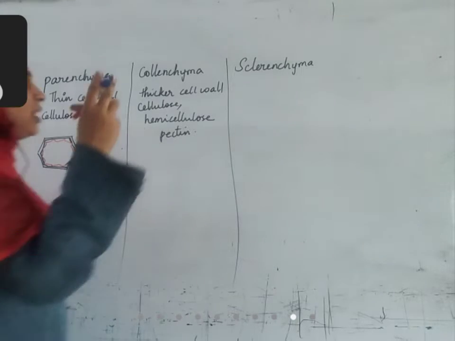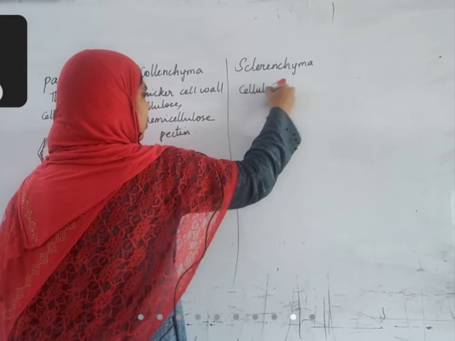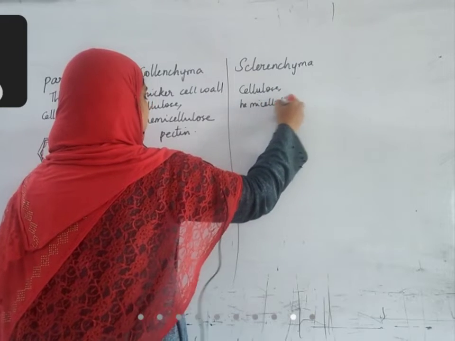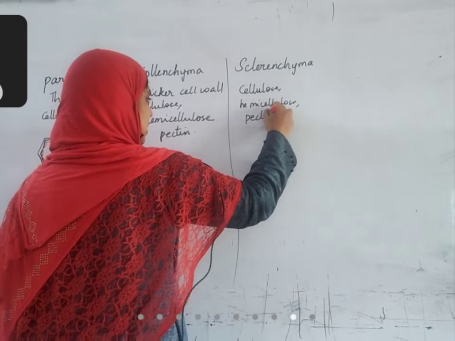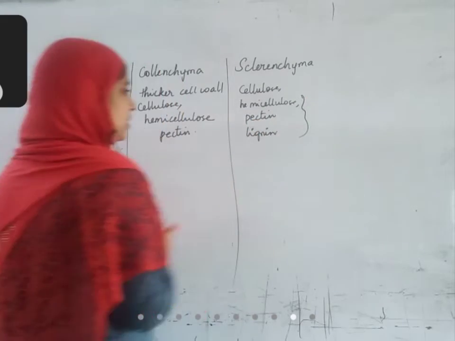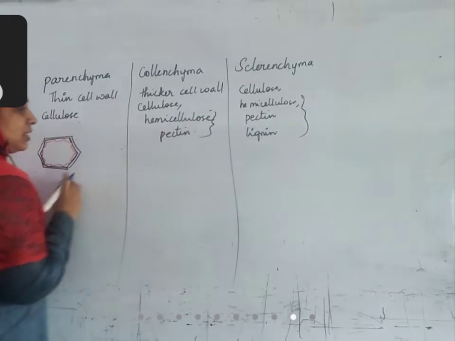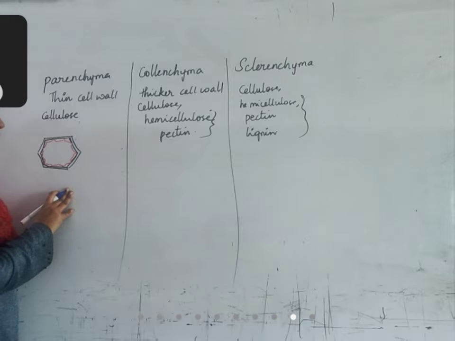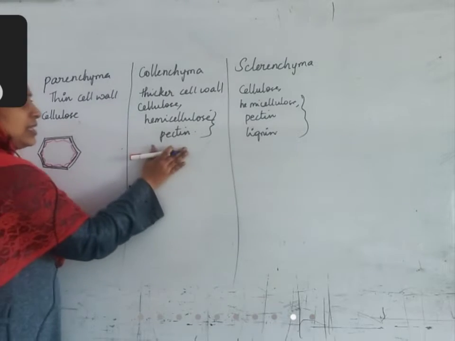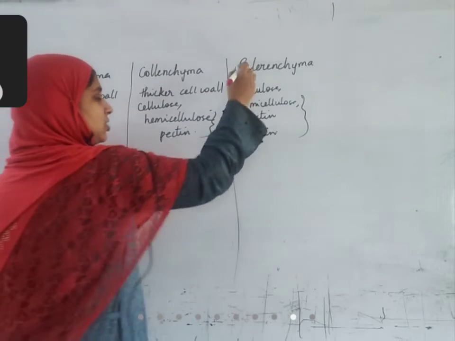In case of sclerenchyma, cellulose is present in the primary cell wall, hemicellulose is also present, pectin is also present, lignin is also present. These are present in the secondary cell wall. Okay, in case of collenchyma, hemicellulose and pectin are present in the secondary cell wall. So compared to parenchyma, collenchyma has a thicker cell wall, and sclerenchyma has the thickest.